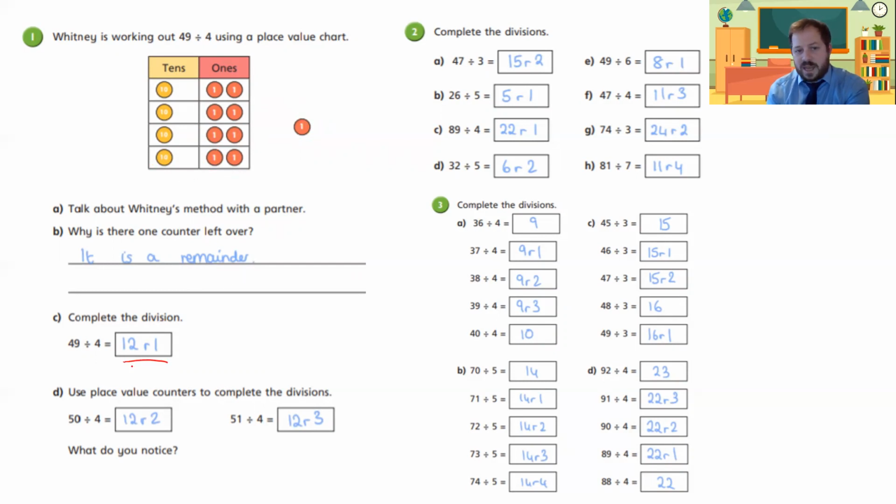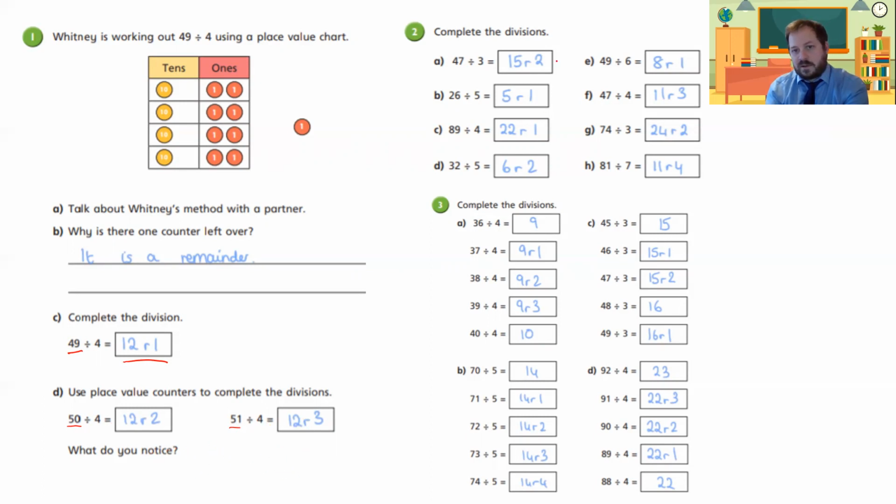And you can use that same thing to do 50 divided by 4, just 1 additional counter. We haven't got to a whole other group, so it'd be remainder 2, and 51 will be remainder 3. The remainder increases by 1 as our starting number also increases by 1. The next one, if we're doing 52 divided by 4, it would be 12 remainder 4. Now, we've just talked about this. We can't have a remainder of 4 because that's the same as our divisor, which actually means that that's a whole other group. So we'd actually get to 13.